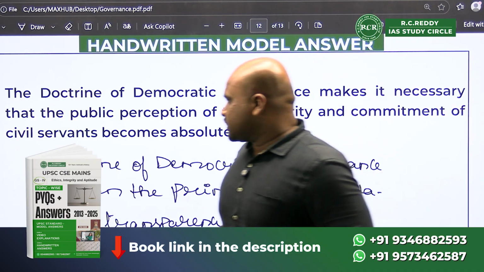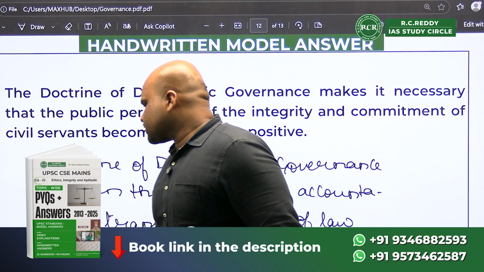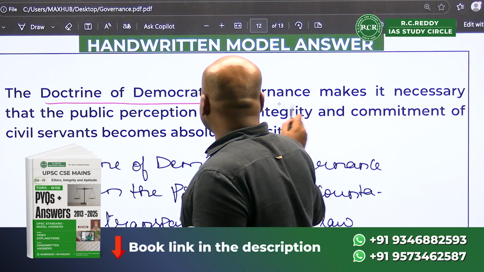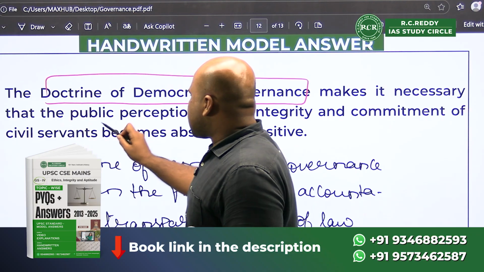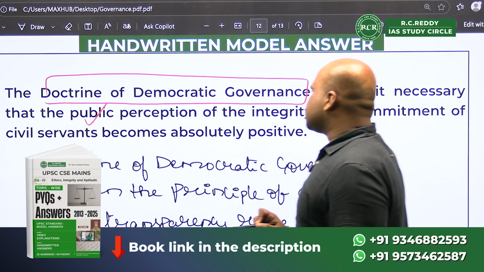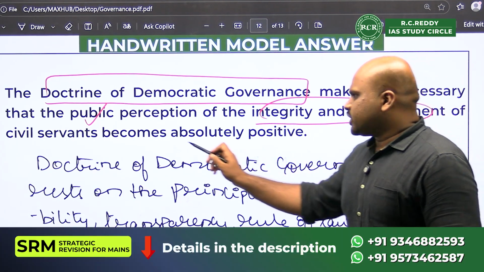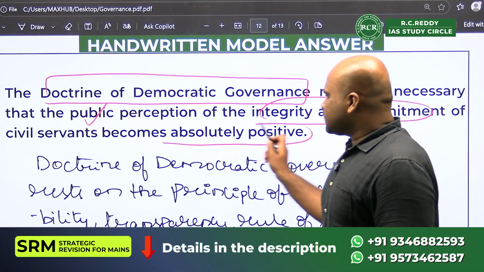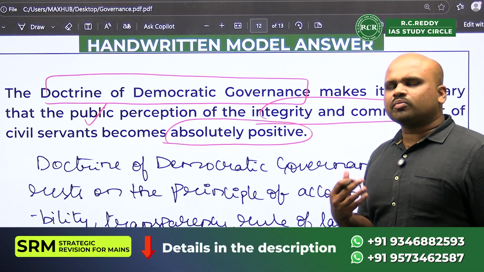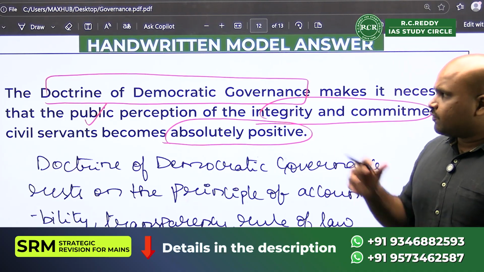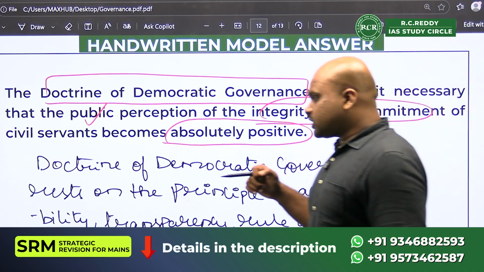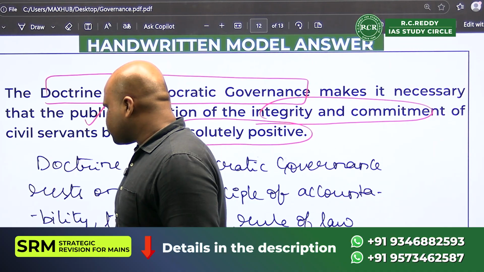Now coming to this particular question, this is a question talking about the doctrine of democratic governance, and it is talking about how important is the public perception of integrity and commitment when it comes to making the civil services perception more positive in nature.